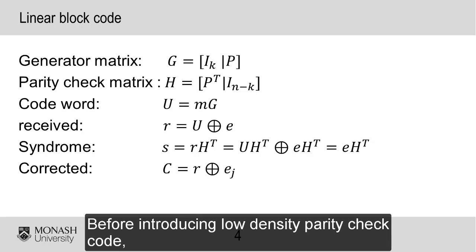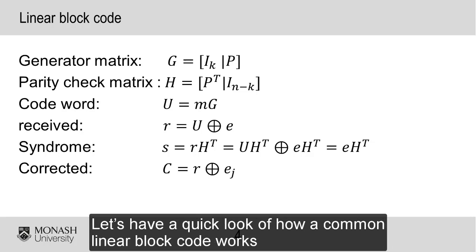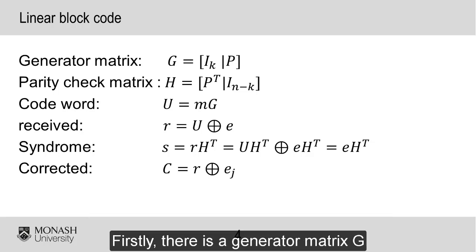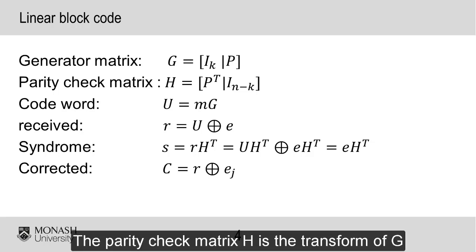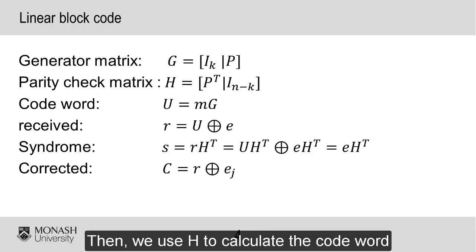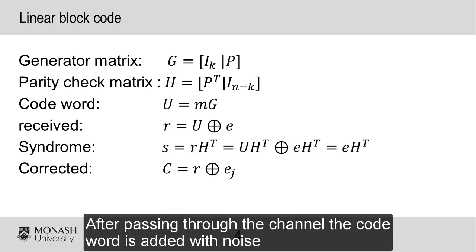Before introducing low-density parity check code, let's have a quick look at how a common linear code works. Firstly, there is a generator matrix G. The identity matrix for message bits and the matrix P for parity check bits. The parity check matrix H is a transform of G. Then we use G to calculate the code word.